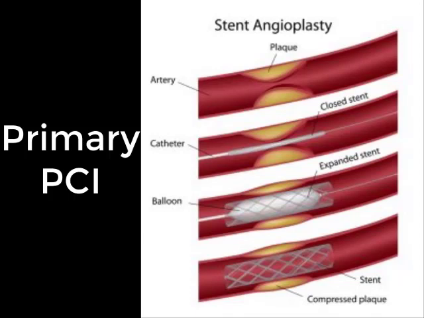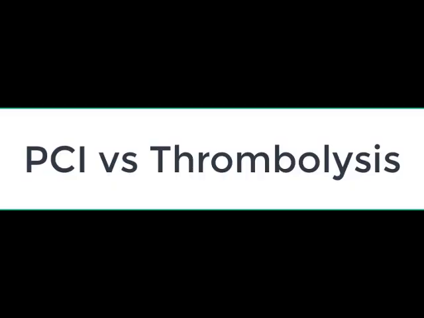The universal use of primary PCI has been limited by availability of the necessary resources to provide this highly specialized emergency service. Thus, intravenous thrombolytic therapy remains the first-line reperfusion treatment in many hospitals, especially those in rural or remote areas. When primary PCI cannot be achieved within 2 hours of diagnosis, thrombolytic therapy should be administered.